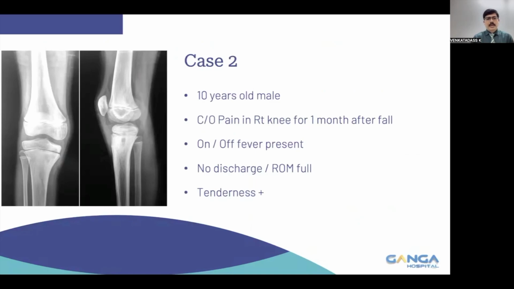Moving on to the second case, this is a 10-year-old boy who had pain in the right knee following a fall. The fever was on and off. There is no discharge. His range of motion in the knee was full, and there was localized tenderness in the proximal tibia. If you closely observe the X-ray, there is some lucency seen in the metaphysis, which appears to extend to the epiphysis, both in the AP and the lateral view.